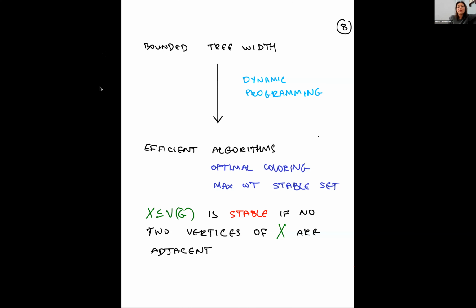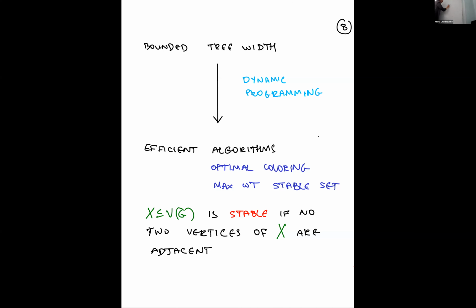For example, finding optimal coloring, finding max weight stable set. So again, a set of vertices is stable if there's no edge with both ends in that set. And so let me maybe show you, very roughly, how to do this. I'm going to do something on my board now. So you might want to slide the divider between me and the slides.